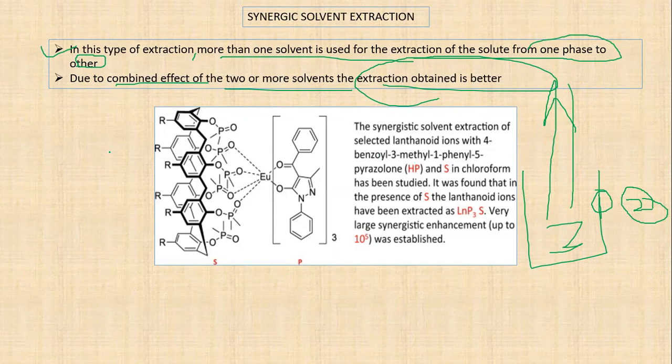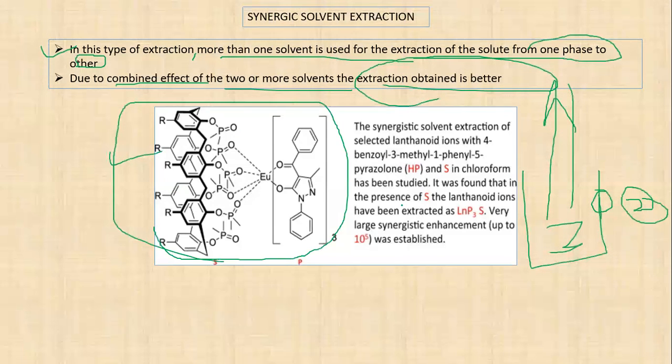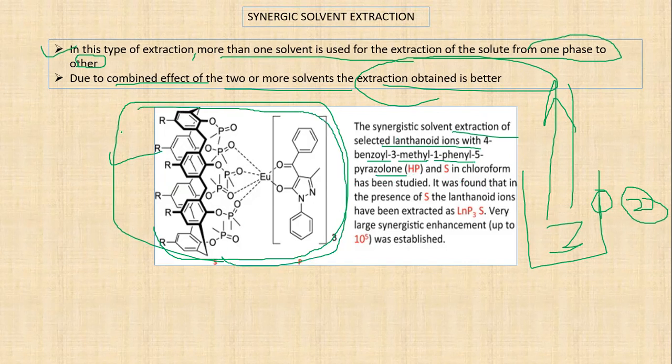See, this is a general example. You need not remember it; it is just for understanding. The synergistic solvent extraction of selected lanthanoid ions with 4-benzoyl-3-methyl-1-phenyl-5-pyrazolone. This seems to be a very big molecule, so don't bother about it, but it helps the synergistic extraction. This example is taken from a research paper in the Journal of the American Chemical Society, which is of a very different standard. You need not remember this.